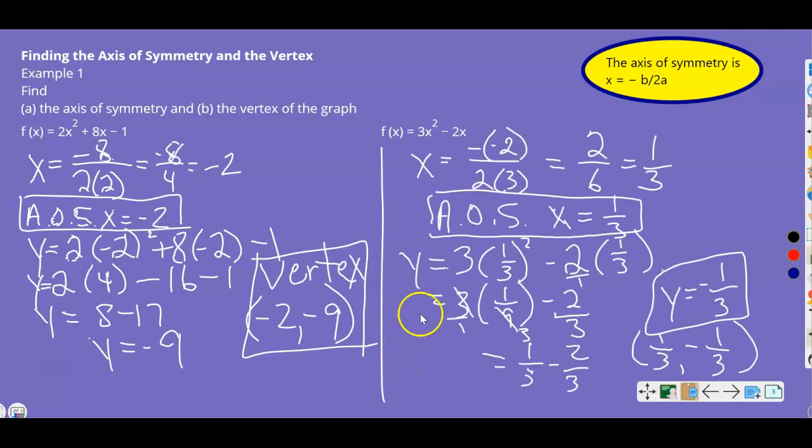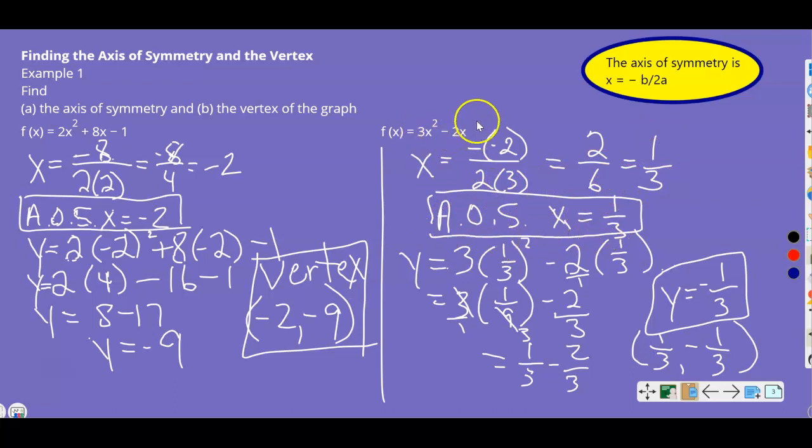All right, hopefully you paused the video and took a couple minutes to do this. So if you look, you're going to do negative b over 2a again. So negative b is negative 2. So negative 2 over 2 times a. A is 3 in this case. So negative 2 is positive 2. 2 times 3 is 6. That reduces to 1/3. So my axis of symmetry, x equals 1/3.